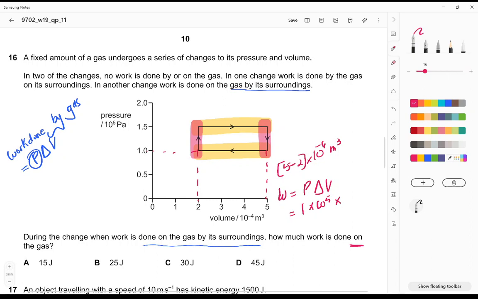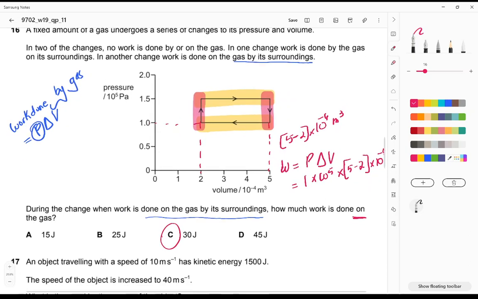the change in volume, that is 5 minus 2 bracket close into 10 raised to power minus 4. This should give me the work done on the gas, and that should be 1 into 10 raised to power 5 multiplied by brackets 5 minus 2 bracket close multiplied by 10 raised to power minus 4, and that gives me 30 joules. So C is the right answer.